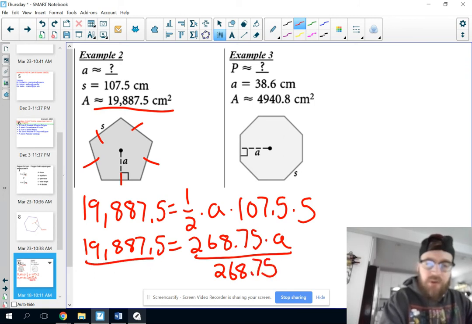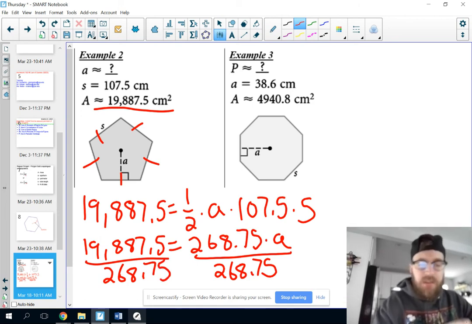You're going to have some word problems on the back that are like this problem where you're working backwards. Just pick out which formula you're given. If you're given side length, use 1/2 ASN. If you're given perimeter, use 1/2 AP. Plug into your formula and then just use your algebra to work backwards.